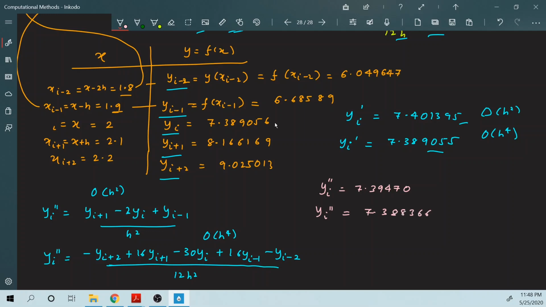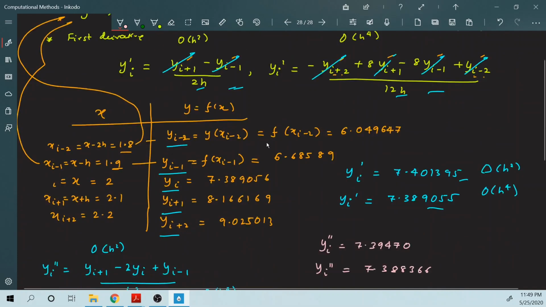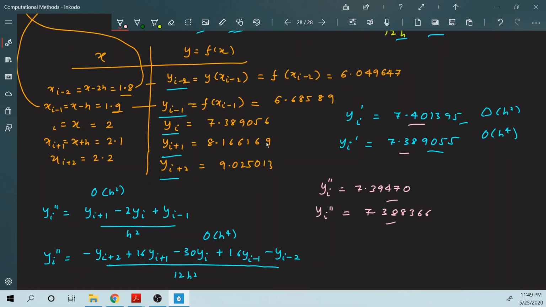Okay. So you might be thinking why it is the same, but if you see, the function is e raised to x. So the first derivative of e raised to x is e raised to x. Second derivative is also e raised to x. So the function here that I took was very simple. And we also know the true value. So when you solve this analytically and find out the true value, it comes out to be 7.389056, which is very close to this, and this. So this was your numerical differentiation.